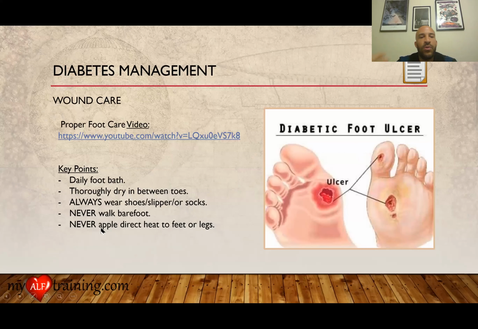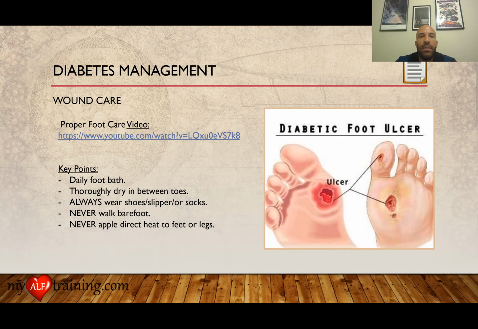Okay, so we're drying in between the toes. We always want to make sure that the patient is wearing shoes or slippers or socks, never walking barefoot, and we never apply direct heat to the feet or the legs.